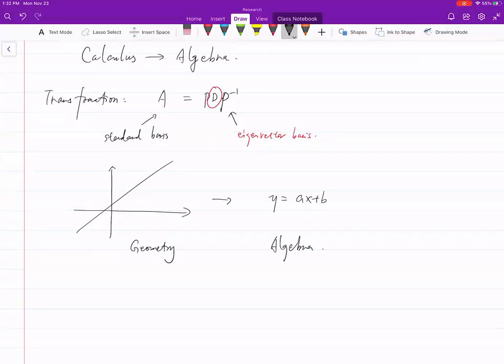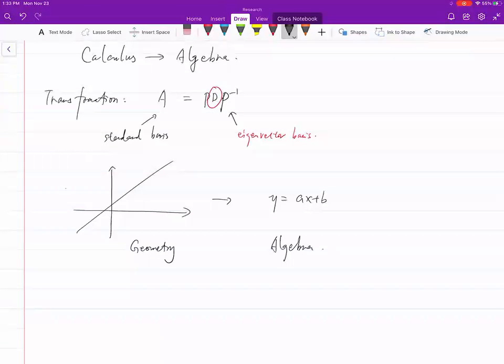I know we keep telling you that's the same thing, but they're not the same thing. On the left, you have a shape. You have a line. On the right, you have a linear equation. They're not the same thing. But mathematically, they have some kind of connection. And that is a transformation you used.